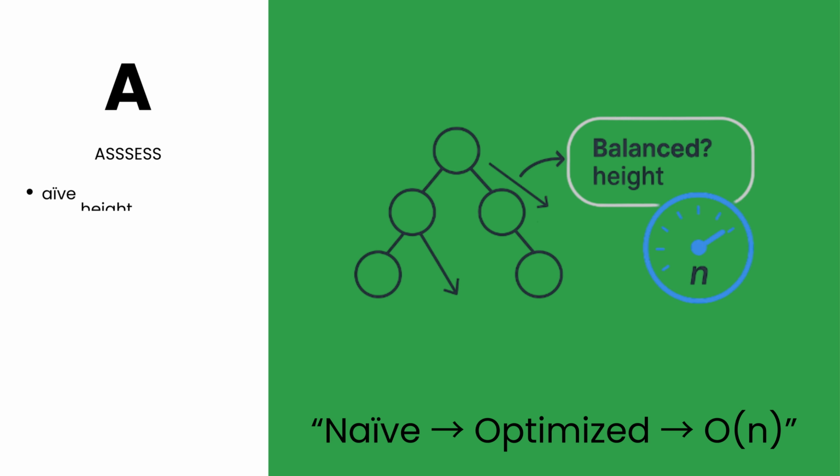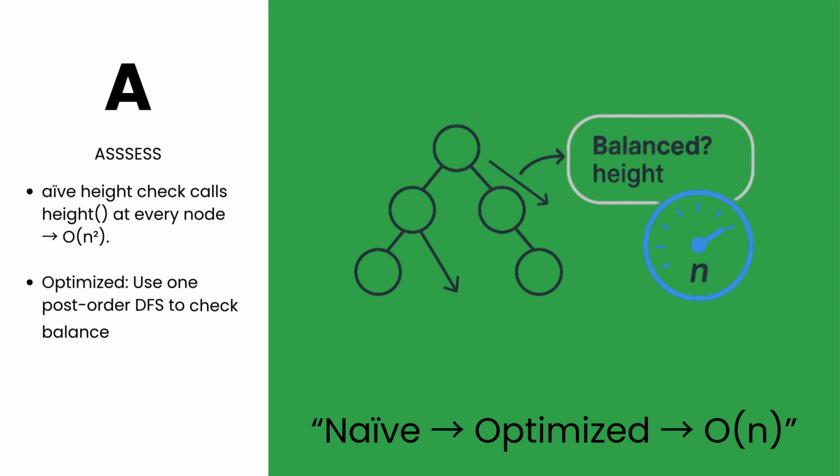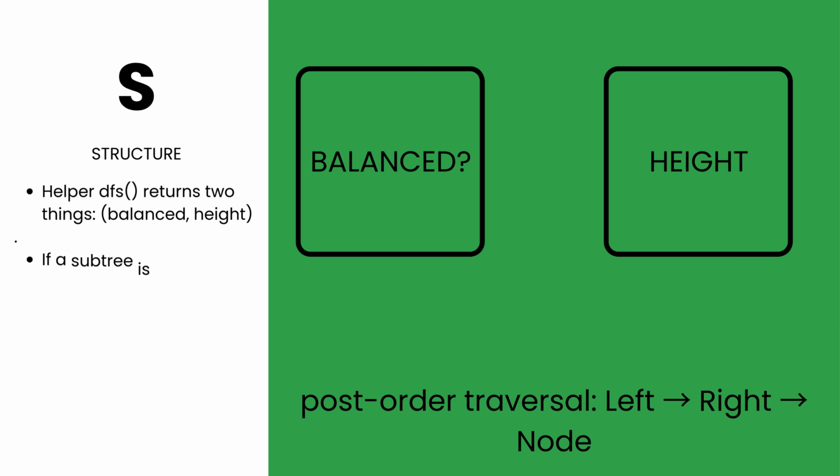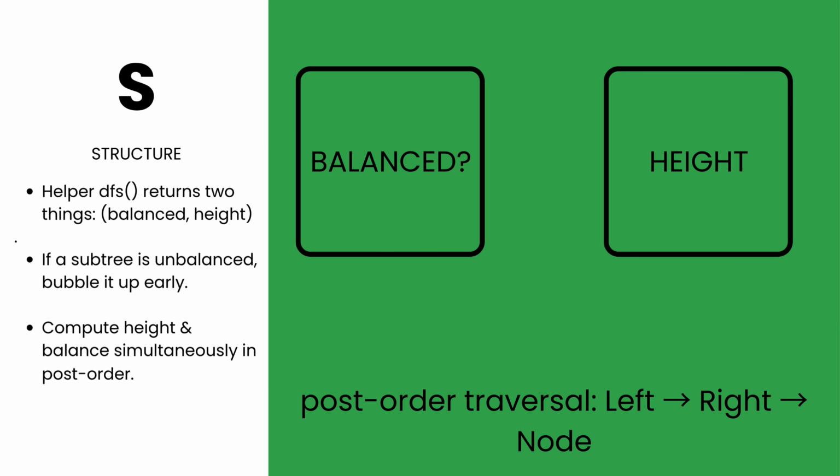The brute force approach calls a separate height function for every node, which ends up being O(n squared) in the worst case. Instead, we optimized it by combining both the balance check and height calculation in a single postorder traversal. That keeps it linear, O(n) time, and space proportional to the tree's height. We used a helper function that visits each node once. For each subtree, it returns two things, whether that subtree is balanced, and its height. As soon as one side is unbalanced, we immediately stop and bubble that result up, avoiding extra computation.